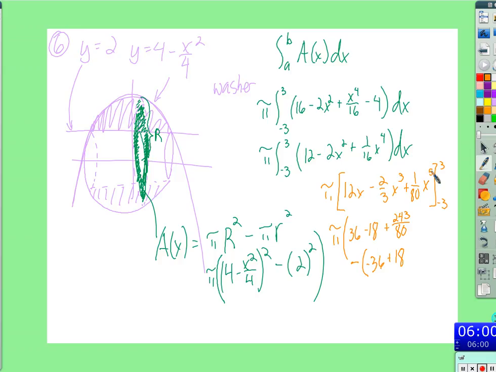And then this is negative 3 to an odd power, so it will be the opposite of whatever we got here. So it will be minus 243 over 80. So pi times 36 minus 18. Simplify it, get a common denominator, add them together.